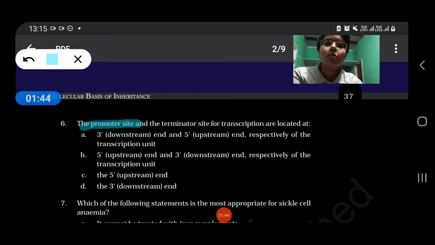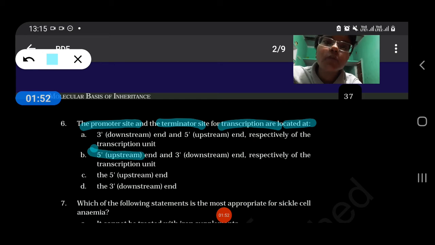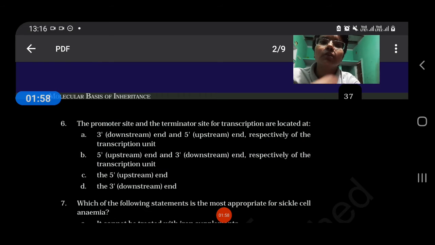The promoter site and the terminator site for transcription are located at the 5' upstream end and 3' downstream end respectively of the transcription unit. Okay.